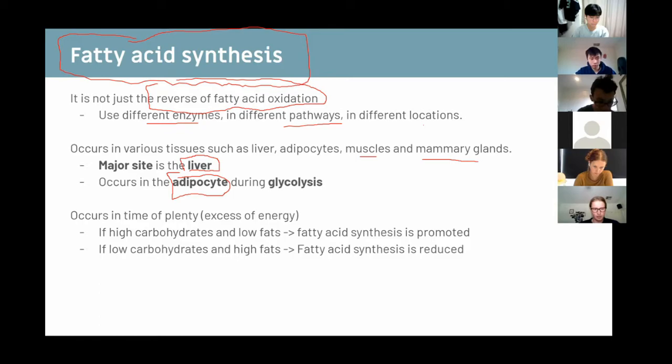It occurs in times of plenty. When you have high carbohydrates and low fats, fatty acid synthesis will be promoted because, as you know, triacylglycerols store a higher concentration of energy. If there's low carbohydrates and high fats, fatty acid synthesis is reduced. There is a negative feedback. Next slide.